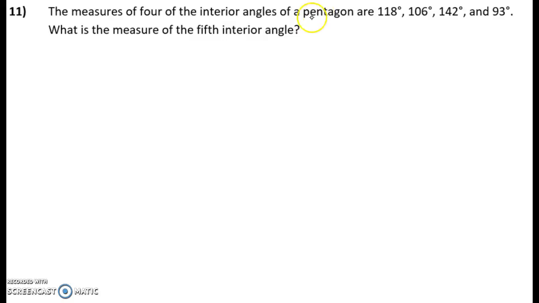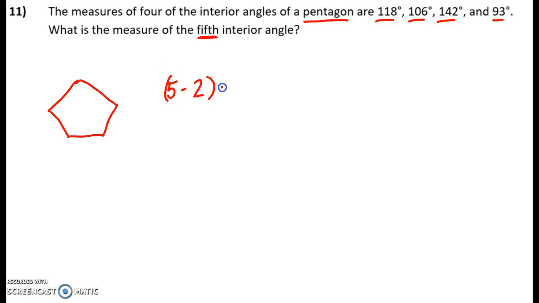So right away we notice that we have a pentagon here, and if we just roughly quick sketch a pentagon, we know that we have 118 degrees, 106 degrees, 142 degrees, 93 degrees, and this unknown 5th angle. So in a pentagon, we have a total of 5 sides. So if we use the formula n minus 2 times 180, that would be 5 minus 2 times 180, or 3 times 180, which is a total of 540 degrees. So I know that these 5 angles have to add up to 540 degrees.